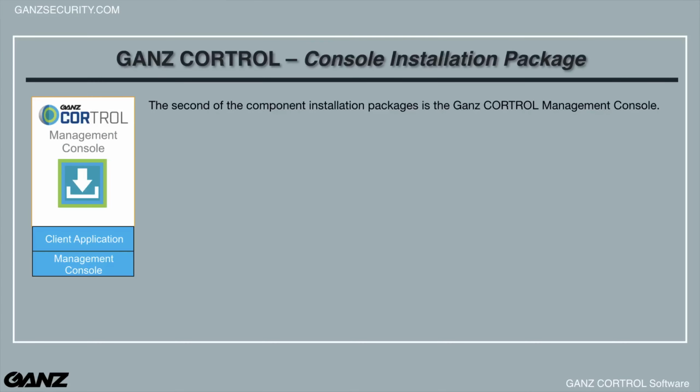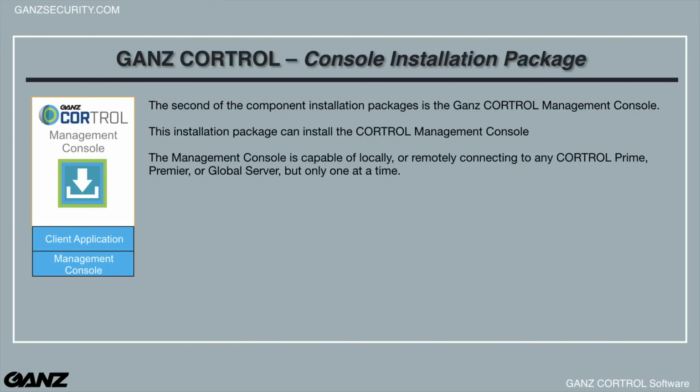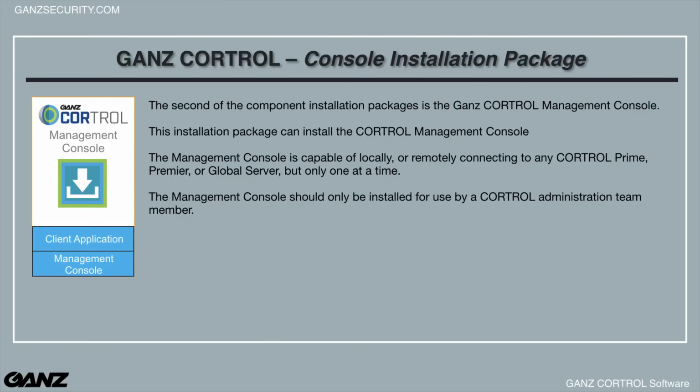The second of the component installation packages is the Ganz CORTROL Management Console. This installation package can install the CORTROL Management Console. The Management Console is capable of locally or remotely connecting to any CORTROL Prime, Premier, or global server, but only one at a time. The Management Console should only be installed for use by a CORTROL administration team member.